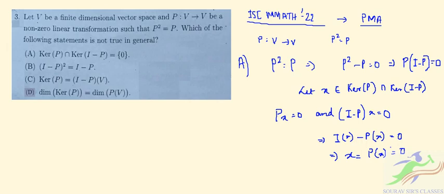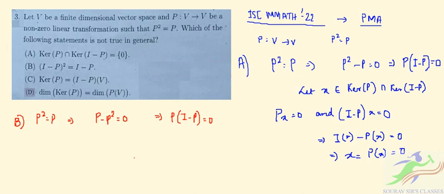Let's check the next option, option B. B is given as (I minus P) whole square is equal to I minus P. So we can start with P square equal to P, given. So P minus P square equal to 0, right? So here we can write that P of (I minus P) equal to 0.